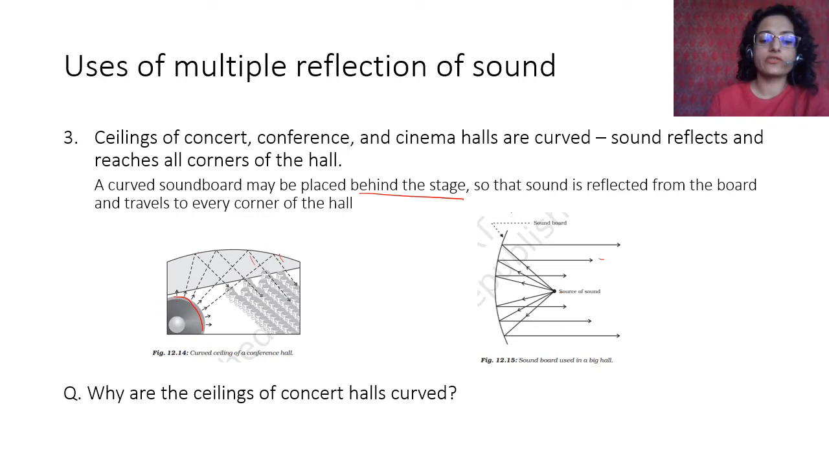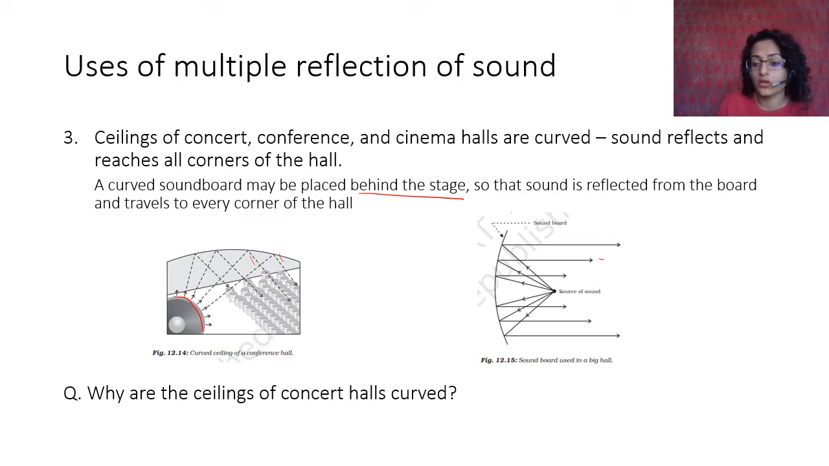Why are the ceilings of a concert hall curved? The ceilings of concert halls are curved in order for the sound to reflect from the ceiling and go to every part of the hall, right? In order for the sound to reach every corner of the hall properly, the ceiling of the concert hall is curved, and it is always curved.